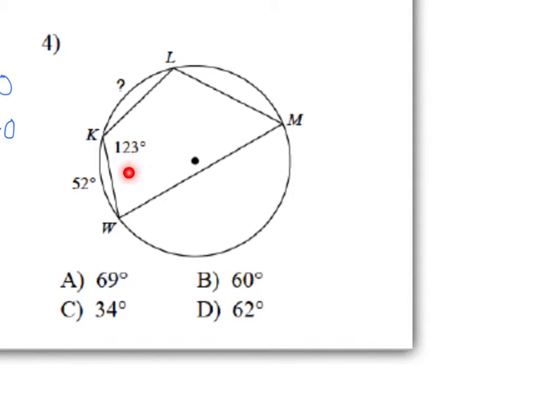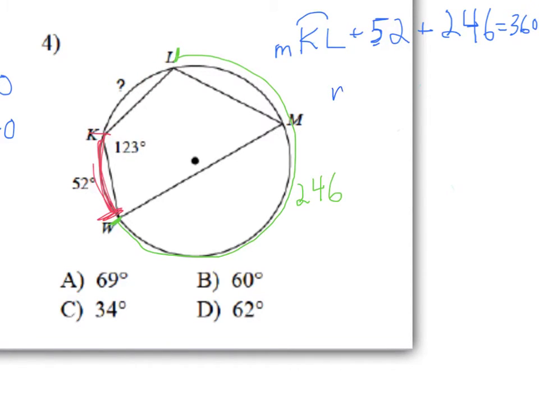I know 123, okay. This inscribed angle has an intercepted arc that goes W to M to L. Well, if this is 123, its intercepted arc should be twice that. I believe that is 246 degrees. Combined with the fact that they give me the arc KW right here as 52, the only arc that remains is KL to give me my full circle. So if I took 360 and subtracted this 246 and this 52, I'd get my KL.